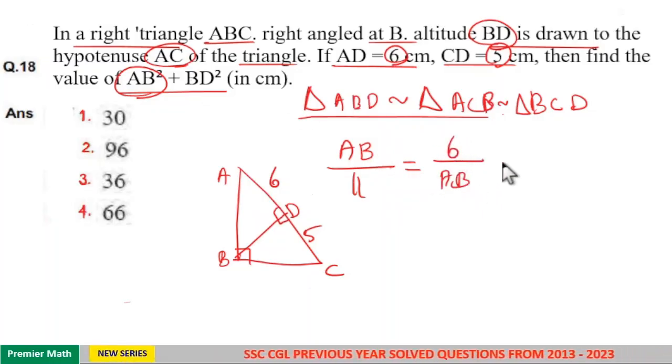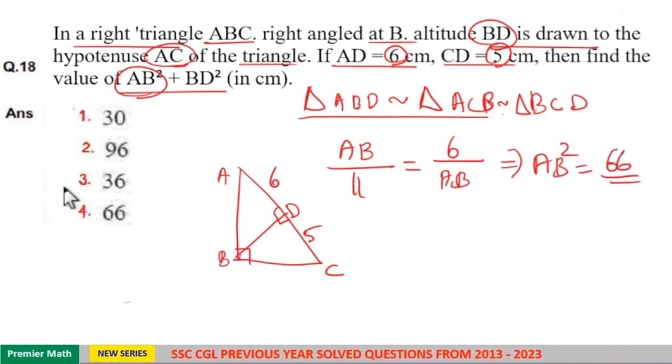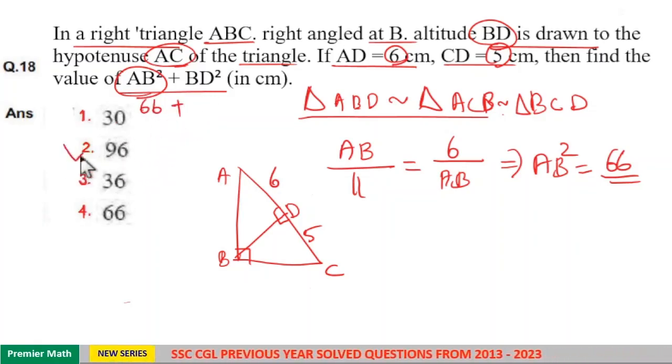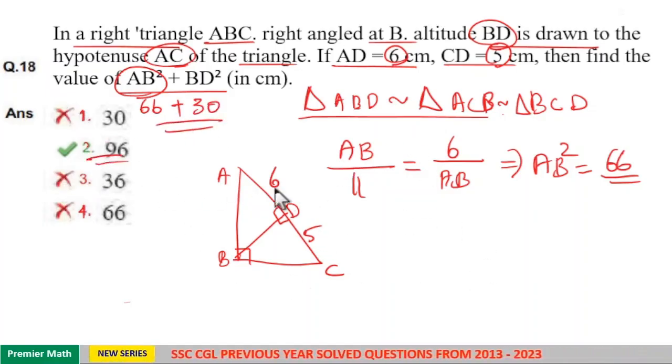Now you can see AB square is equal to 66. If AB square is 66, then AB square plus BD square should be greater than 66. Here, greater than 66 is option 2, that is 96, which means BD square is 30. Now if you want to find BD square from this, I will write it.